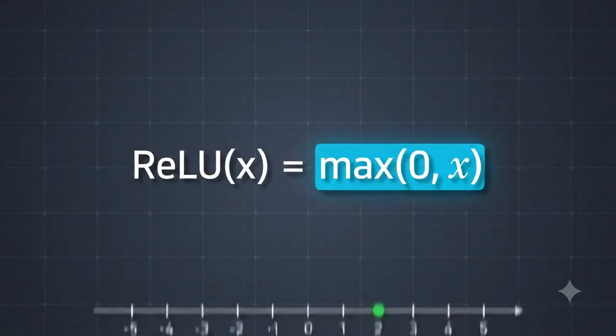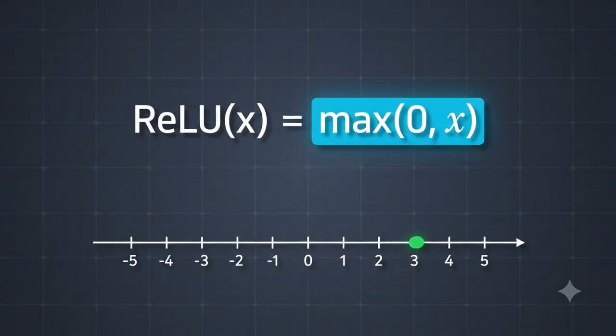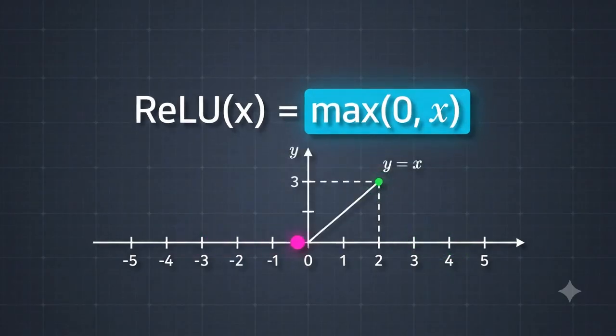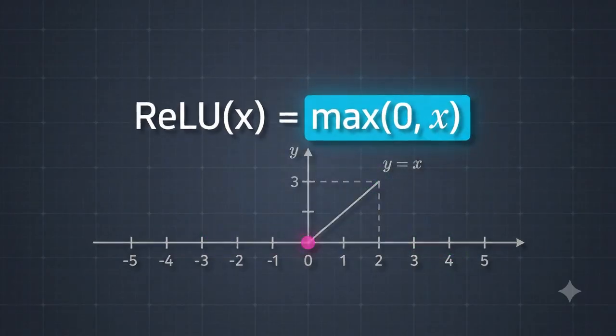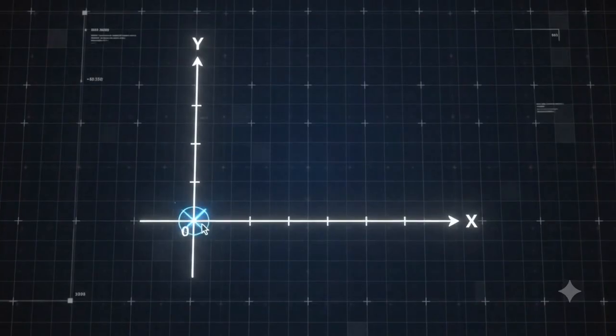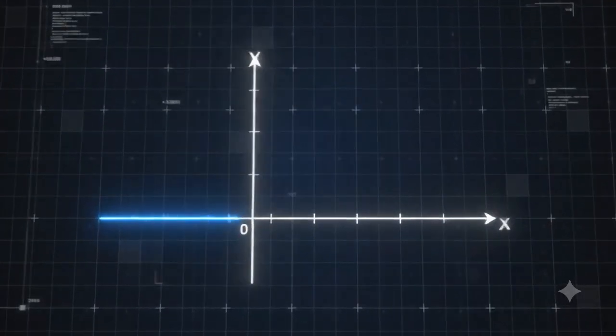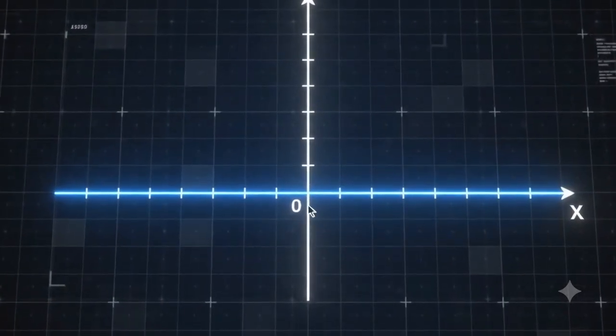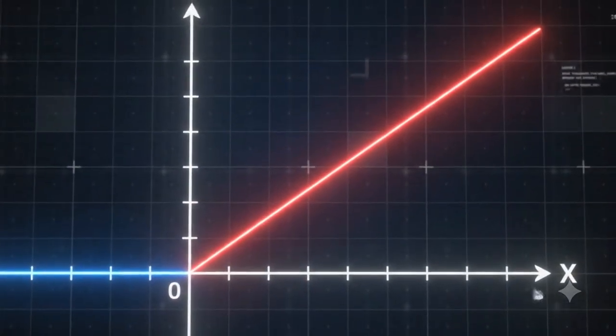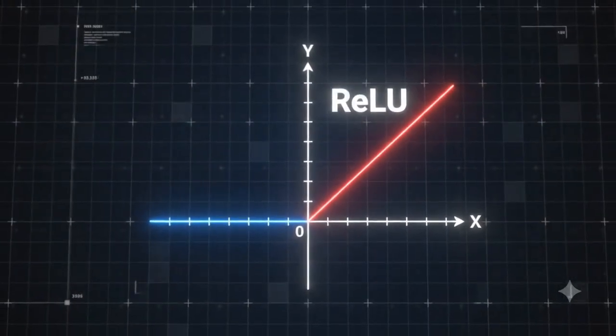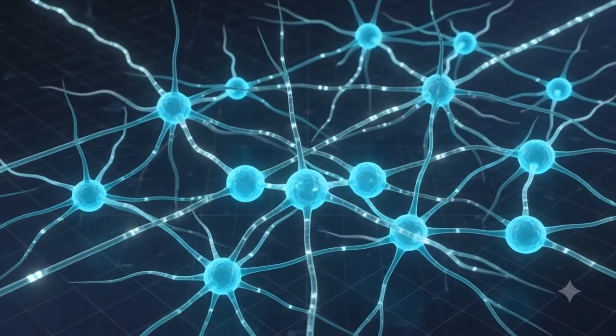ReLU(x) = max(0, x). If the input is greater than 0, it returns the input. Otherwise, it returns 0. ReLU creates a graph that looks like a hockey stick. It's linear for positive values and flat 0 for negative values. Very simple and efficient. However, ReLU has a drawback.